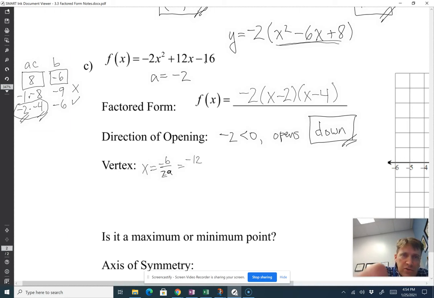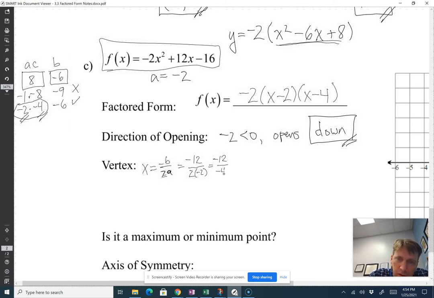Now I'm going back to my original standard form equation that I had here for b and a. Negative 12 over 2 times a, and a is negative 2. So that's negative 12 over 2 times negative 2, which is negative 4. And I've got a negative divided by a negative, which is positive, and 12 divided by 4 is 3. So here, once again, I'm going to write vertex, and my x-coordinate is 3.